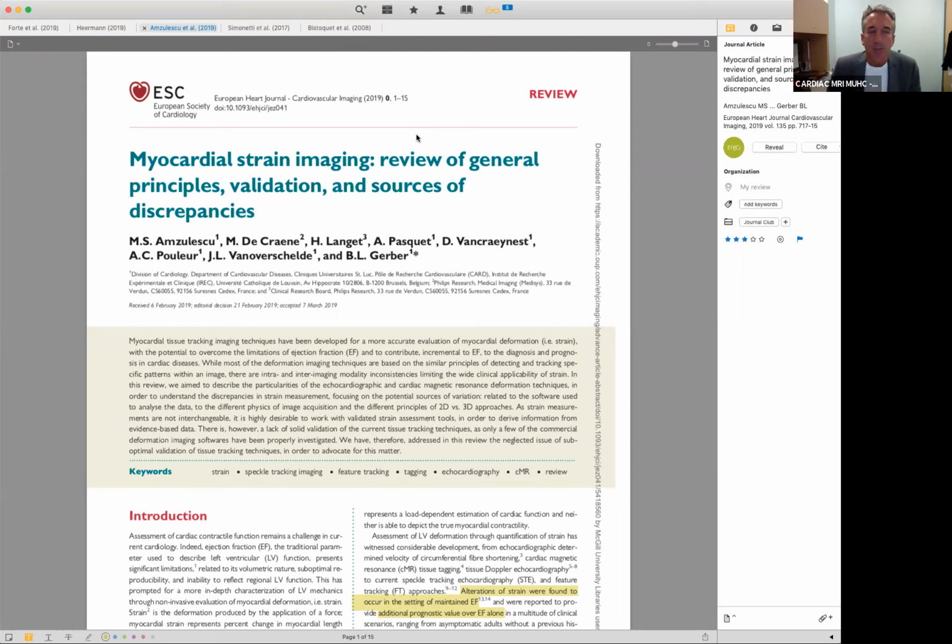So I will go through that paper basically as an introduction to the other paper. This one is a very nice review published this year in the European Heart Journal Cardiovascular Imaging, and it's reviewing the current status of myocardial strain imaging. It's called Myocardial Strain Imaging, Review of General Principles, Validation and Sources of Discrepancies.